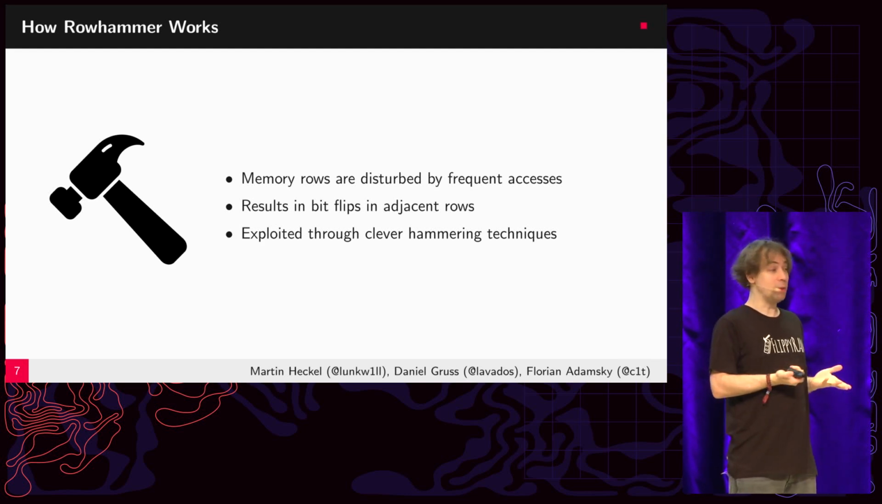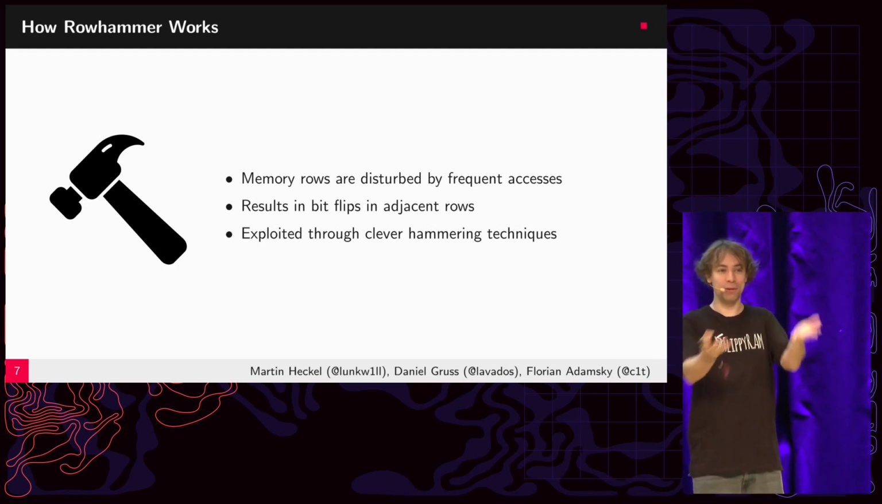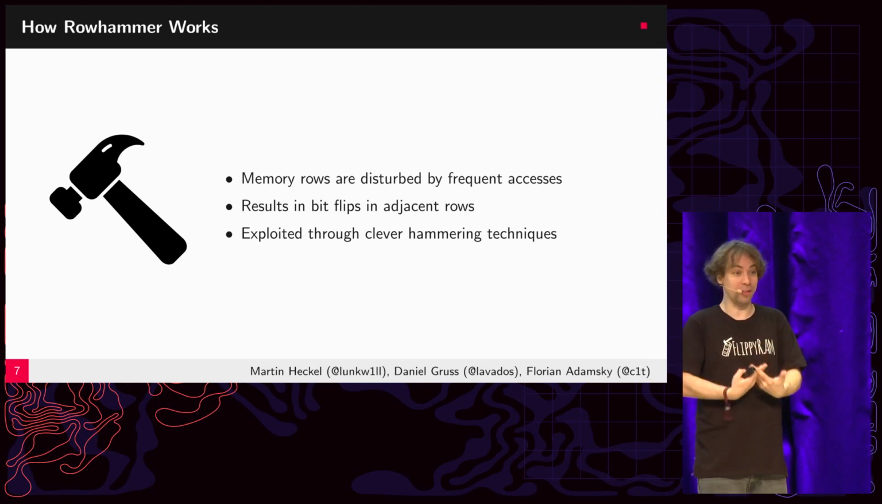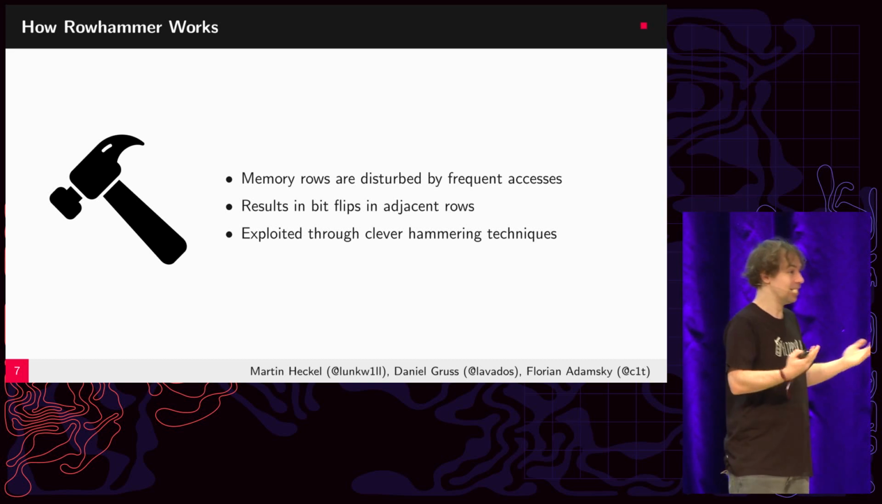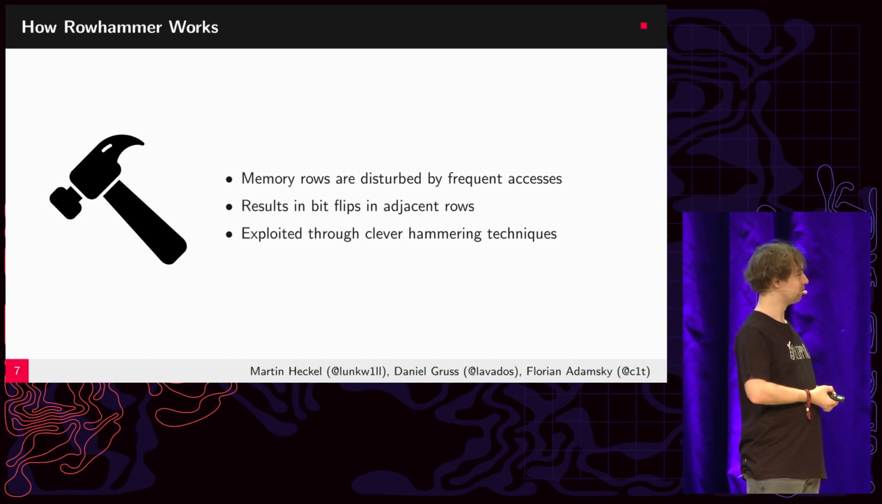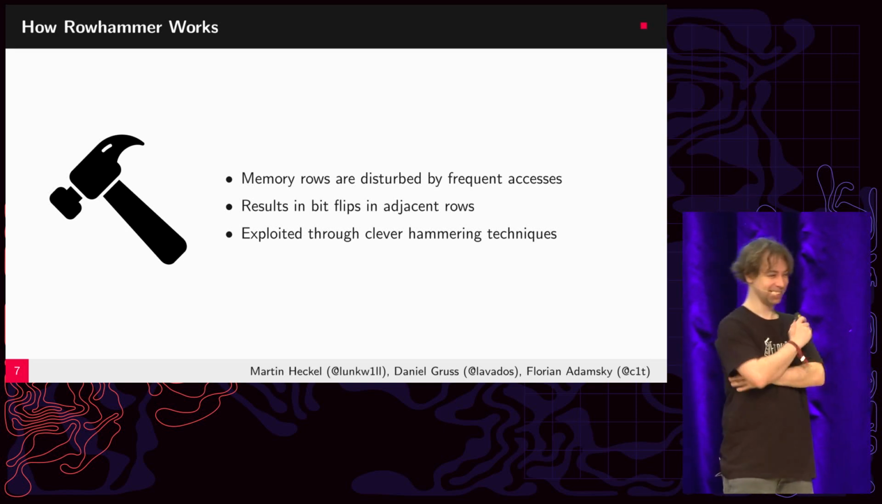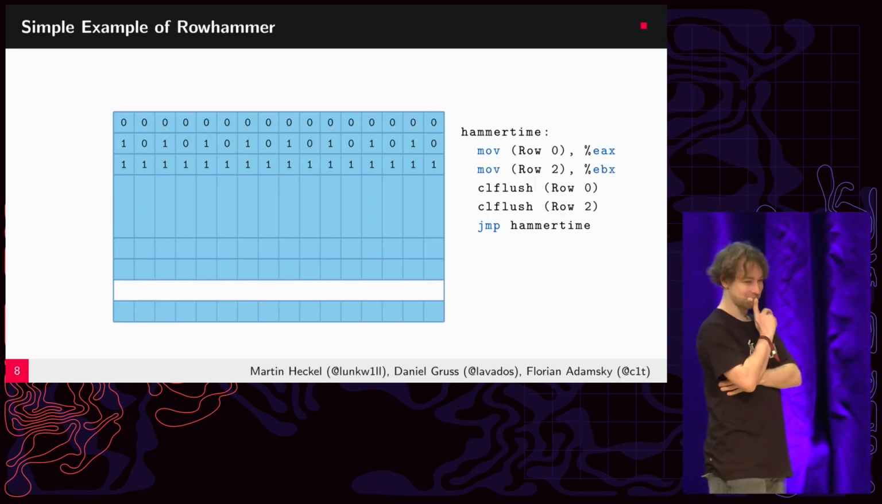Yeah, and this can then be exploited because if you induce random bit flips in memory which doesn't even belong to your process, to your security domain, then you can exploit this. How can I exploit this? We will come to that in a second. So let's take a look at a practical example.